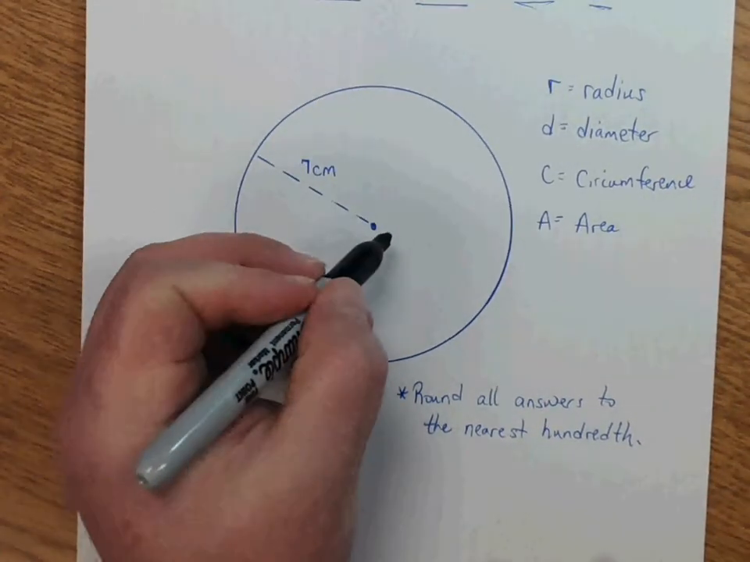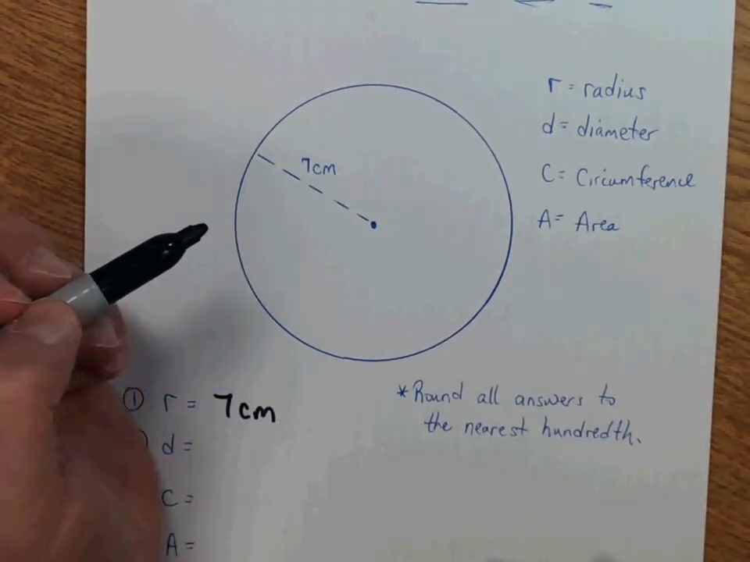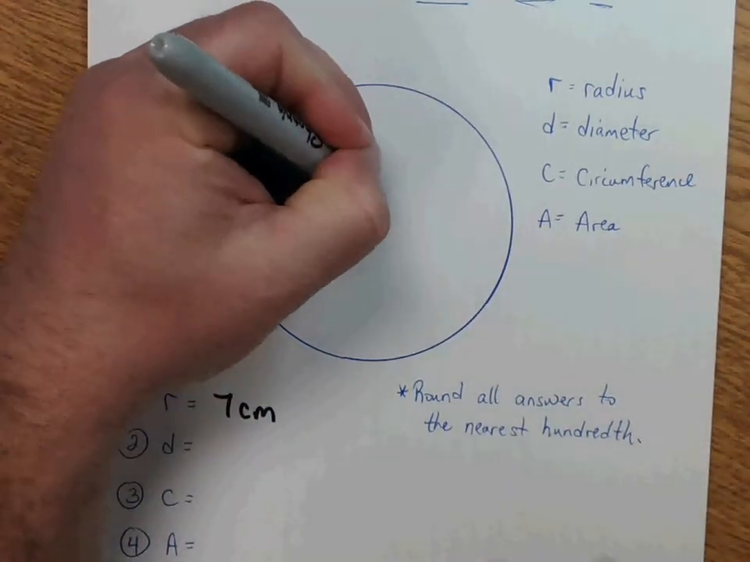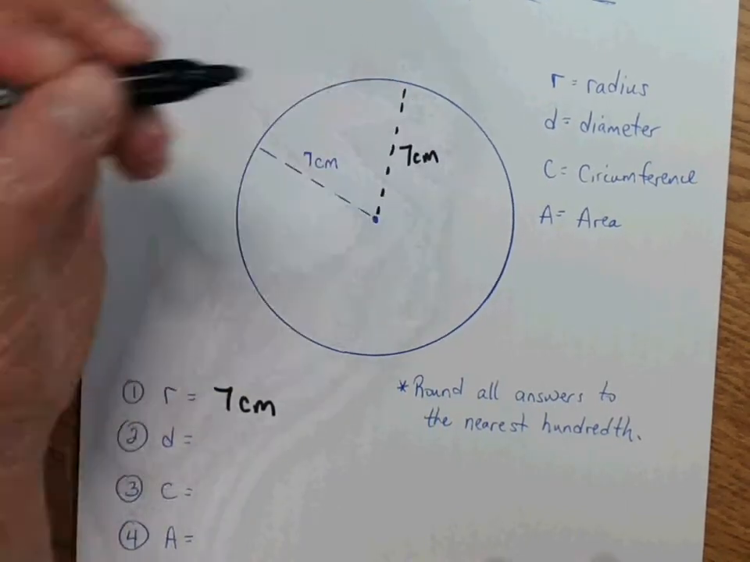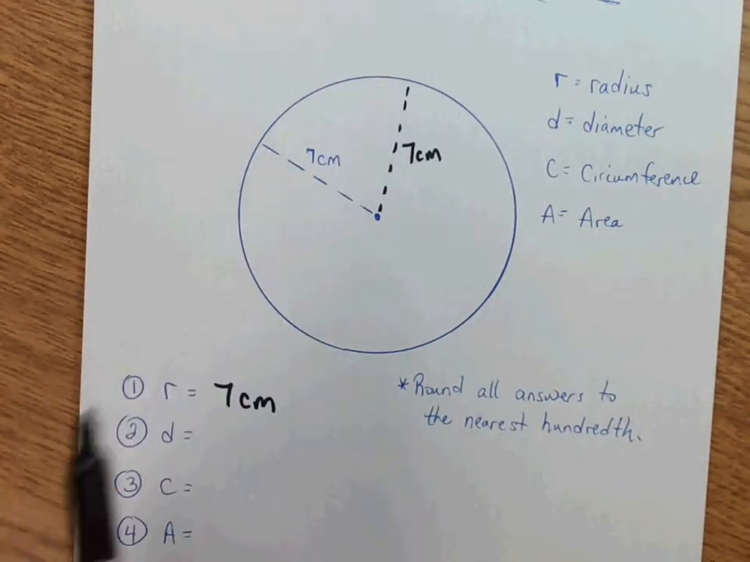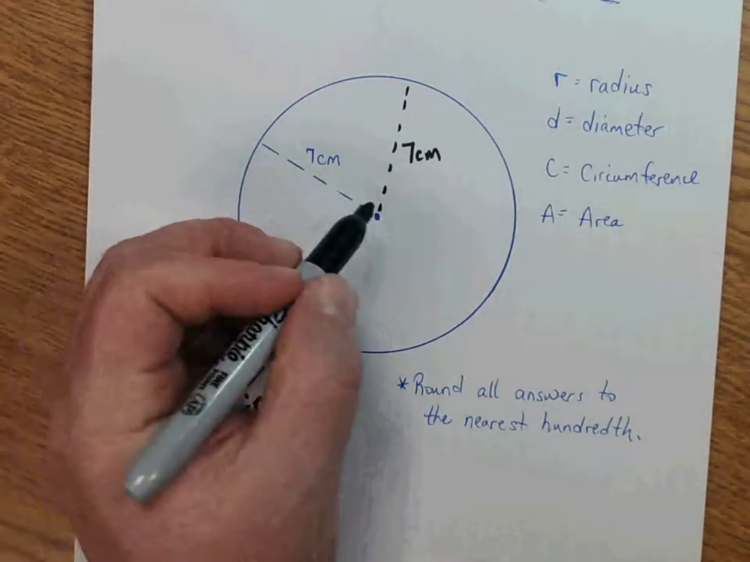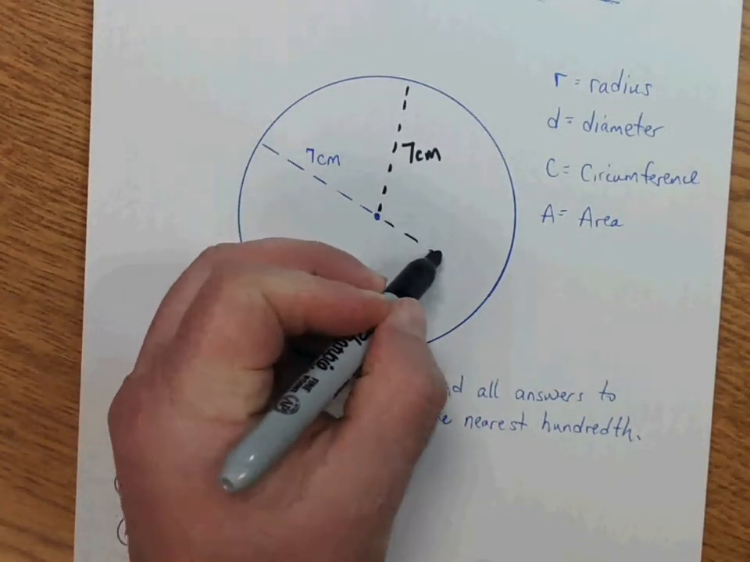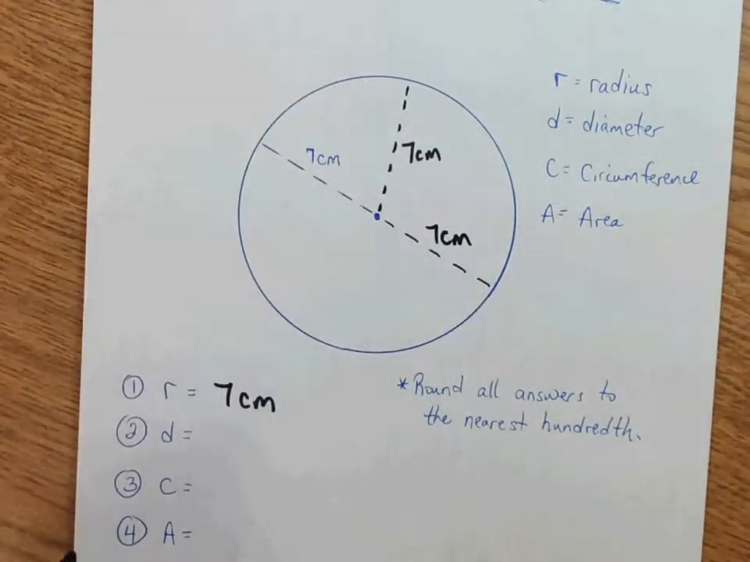Now understand that a radius can go from the center to any spot on a circle. If I were to dash out from here, that also is 7 centimeters because it's the distance from center to the outer edge of a circle. Well, if I went in the complete opposite direction of this radius, like that, that would also be a radius of 7 centimeters.